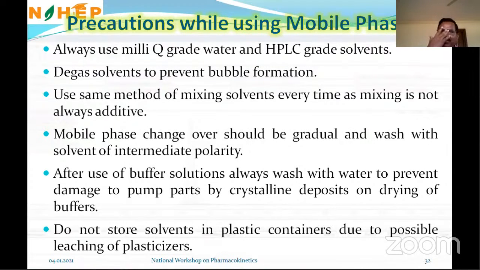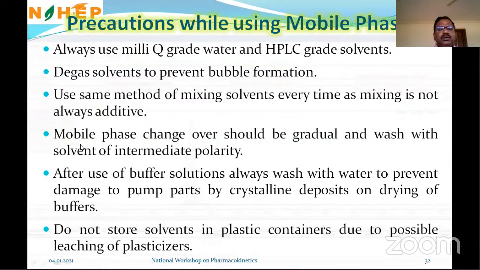So always mix with the same method and for the same duration of time also. Suppose in a magnetic stirrer you mix for 5 minutes, then the next time also you have to mix for the same 5 minutes using the magnetic stirrer. This mixing is important when you are using an isocratic mobile phase. That means the same mobile phase runs throughout the run time. Then you have to do the mixing.